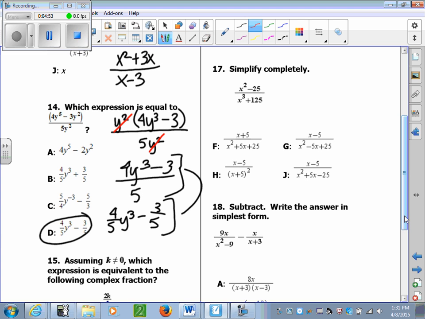Alright, so I'm just trying to simplify here. To be able to simplify, I need to factor my numerator and factor my denominator so that I can cancel out any factors that match. So I'm going to start with my numerator. I have x squared minus 25.